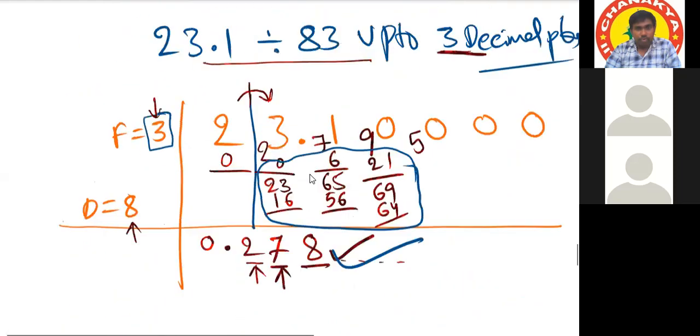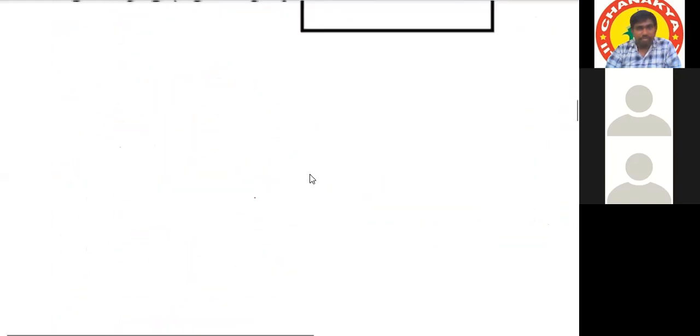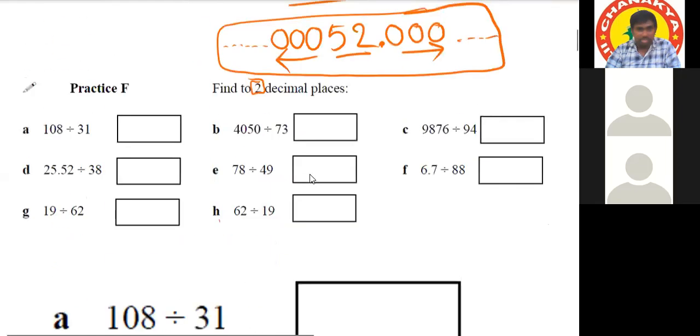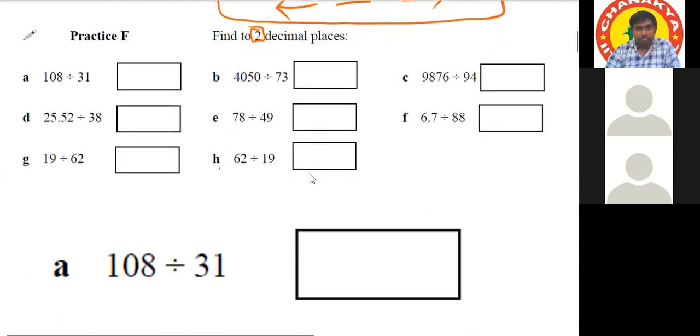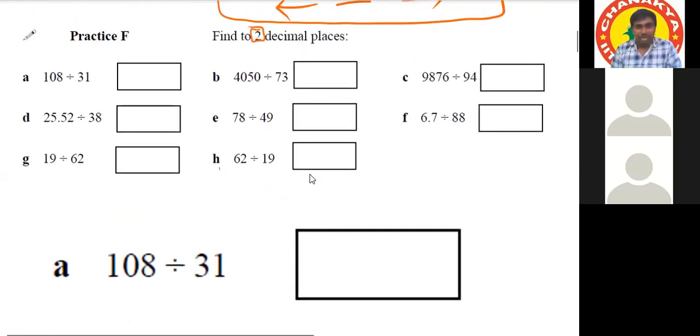Okay, if you are okay with this method, we'll go to the exercise. Otherwise, I'll do one more question or two more questions if you want. No, sir, you can start the exercise. Okay. So here your duty is to find two decimal places. Whoever is interested can take questions. The remaining questions I will do.